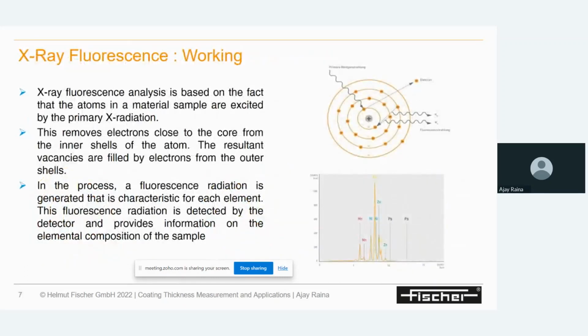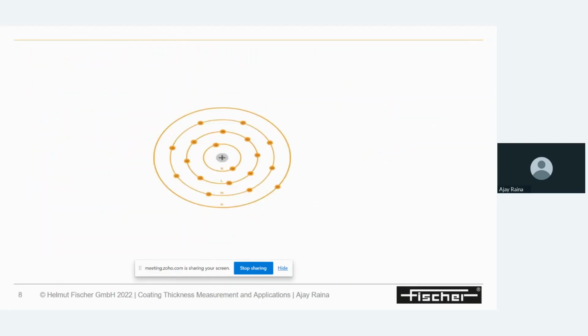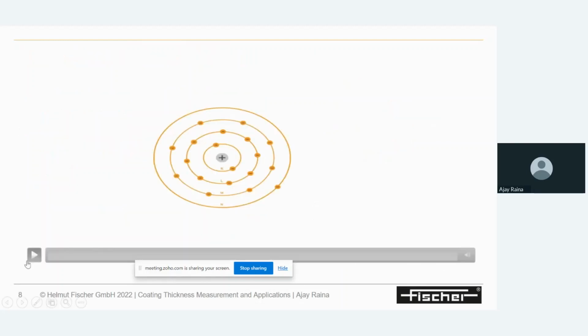So what happens when we bombard a sample with X-rays? The sample gets excited, and an electron gets ejected from the inner shell. Say we have K shell, L shell, M shell, and N shell. Then an electron from the L shell or M shell has to come down into the inner shell. I can show you the diagram here with the video.